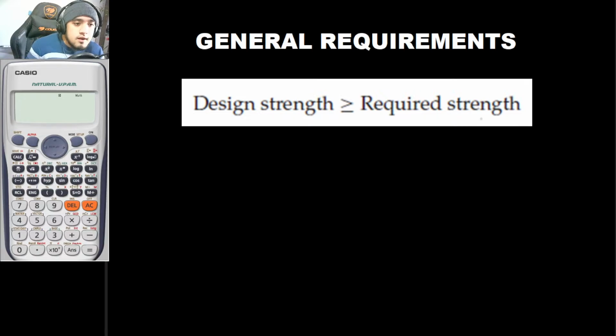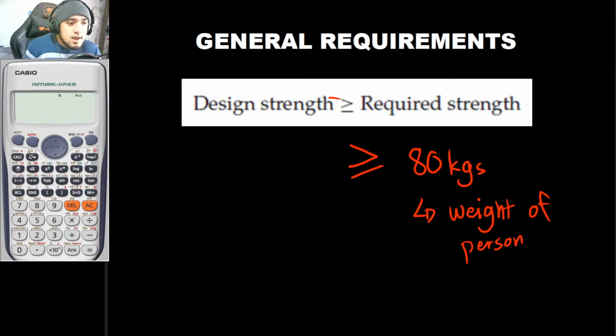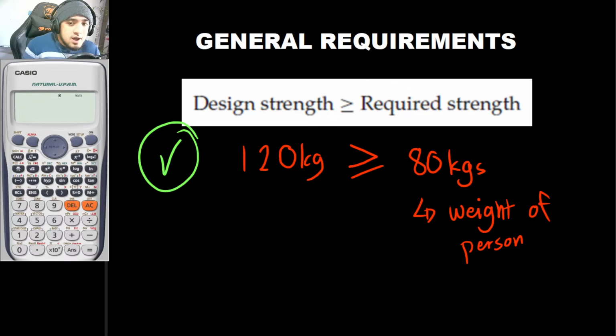So in our example earlier, our required strength is 80 kilograms. So this was the weight of the person sitting on the chair. And it should be less than or equal to the design strength. And when we say design strength, this is the capacity of your member. So if this is 120 kilograms, for example, this is the strength of our chair, so this is the capacity of our chair. If it is greater than or equal to 80 kilograms, then our section passes. So it is okay, it passes.